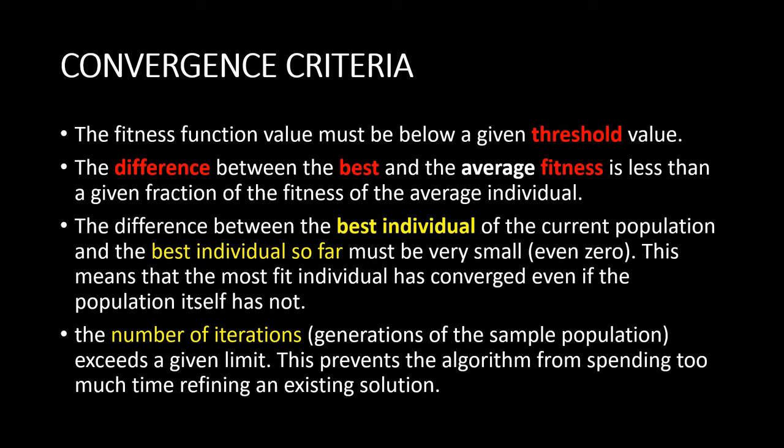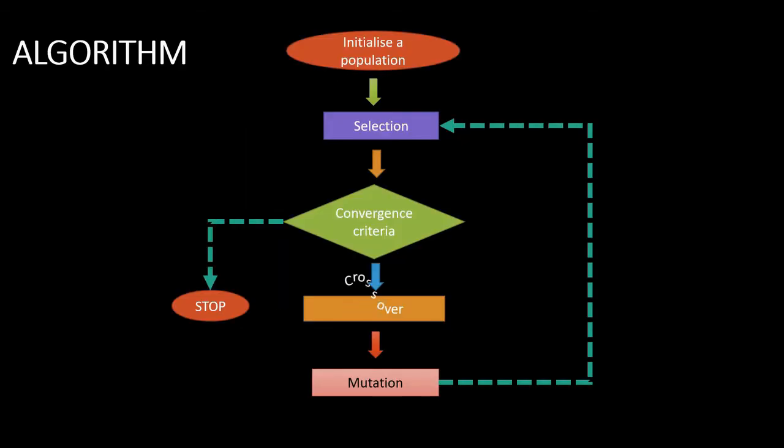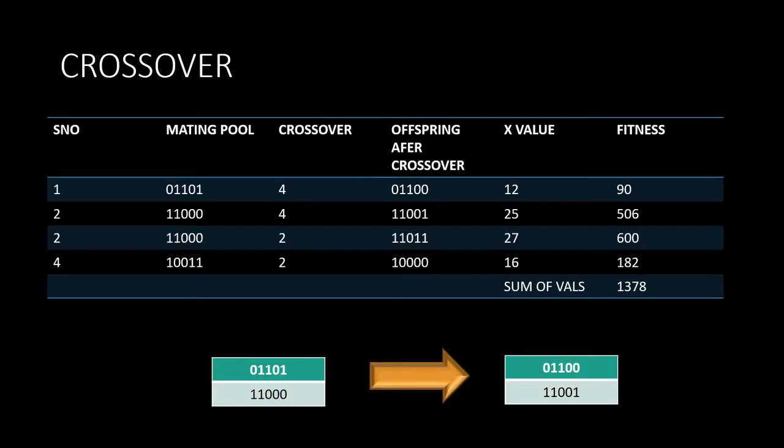In this problem, we'll concentrate on the third convergence criteria, which is to check the difference between the best individual of the current population and the best individual so far. We want the difference between these two individuals to be sufficiently low or even 0. This will be the convergence criteria for this problem. After we do that, we have to do the crossover step. We select those chromosomes from the selection, and notice that the third one is replaced by the second one here.